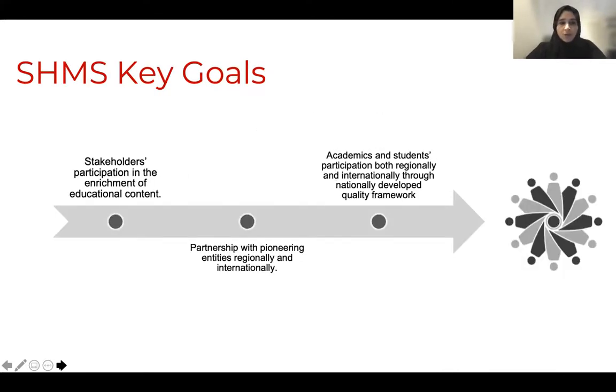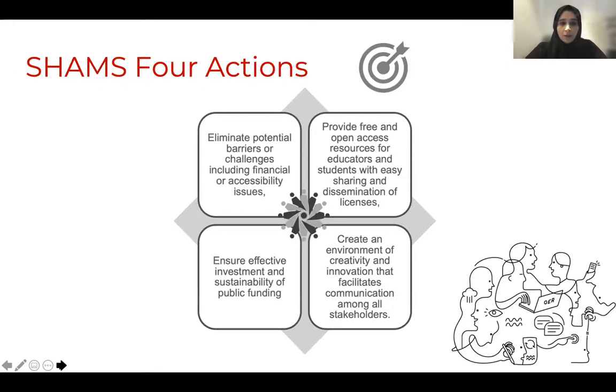The key goals of SHMS is to enhance stakeholders' participation in the enrichment of the educational content, enhance partnership with pioneering entities regionally, nationally, and internationally, support academics and students' participation both nationally and internationally through a nationally developed quality framework. The four actions that SHMS followed to ensure the execution of its plan is to eliminate any potential barriers or challenges, including financial or accessibility issues, provide free and open access resources for educators and students with easy sharing and dissemination of license, ensure effective investment and sustainability of public funding, create an environment of creativity and innovation that facilitates communication among all stakeholders.